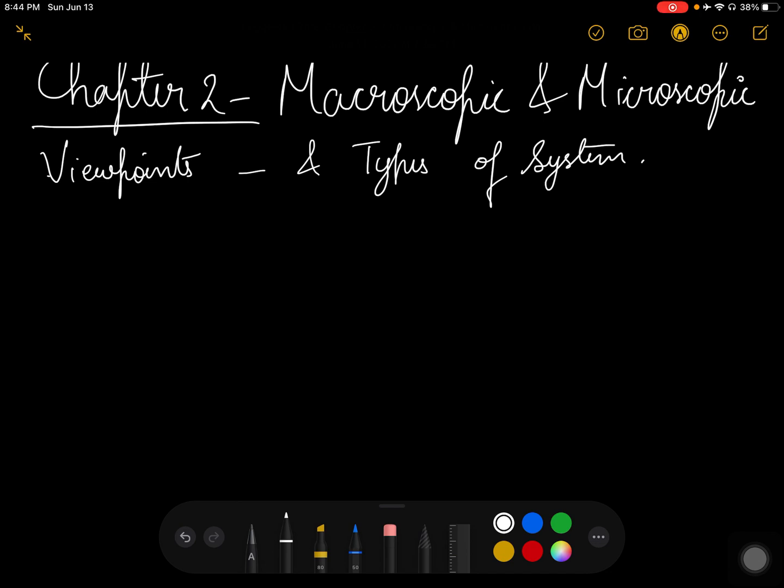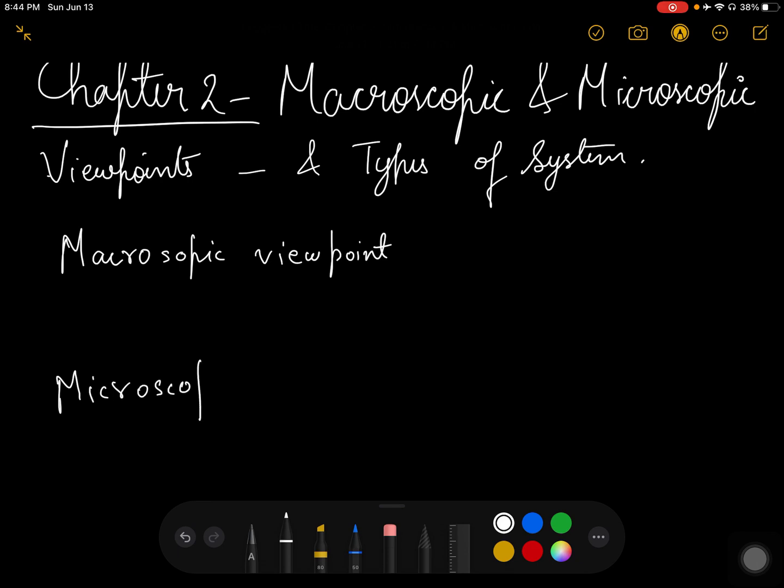So, what is microscopic and macroscopic viewpoint? So, first let's see macroscopic viewpoint, and I will also have microscopic viewpoint here. And let's actually first begin with microscopic viewpoint, then we can describe macroscopic viewpoint because the one comes after the other.